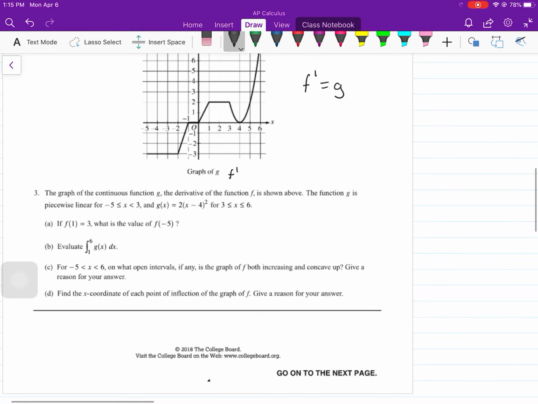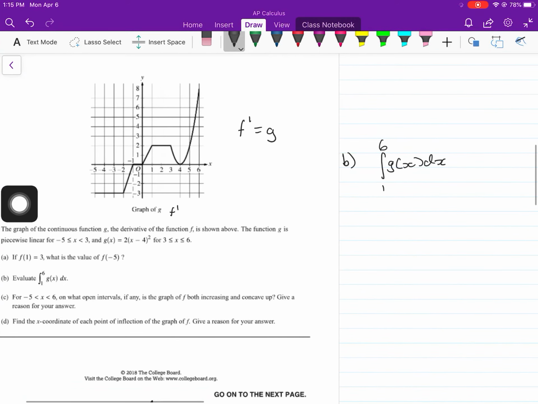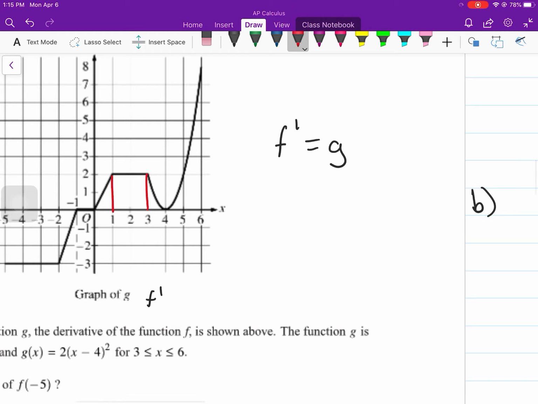So for part B, we need to evaluate the integral from 1 to 6 of g of x dx. And we basically have already done this. So we need to find the area under the curve from 1 to 6. So let's section that off. So 1 to 3 is this nice square. It's a 2 by 2 square, so that's 4, and it's a positive area because it's above the curve.